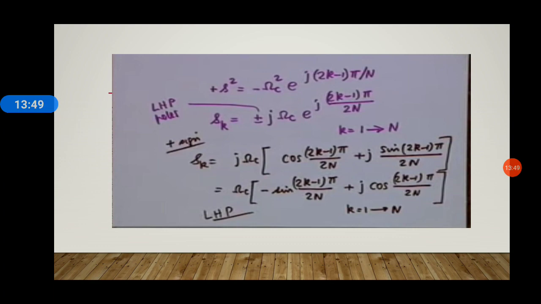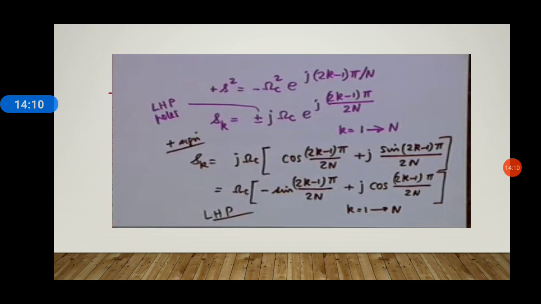Now here we have two set of poles. One is the positive set of poles and one is the negative set of poles. We will see that the positive set of poles are the poles which lie in the left hand plane. Now how? Let us take the positive sign. Say s k is equal to plus j omega c.